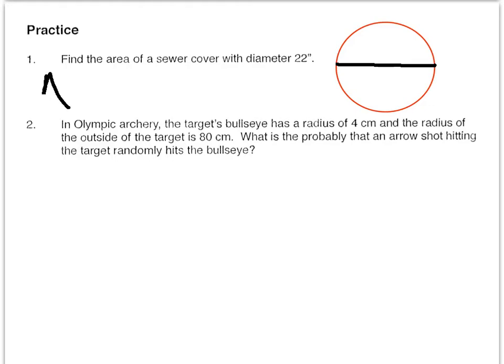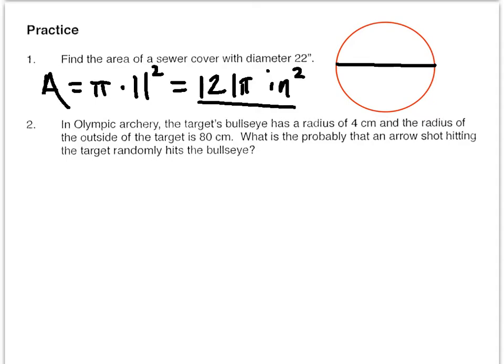All right, so to find area, we're simply going to do pi times the radius, which is 11 squared. And 11 squared is 121, so area equals 121 pi inches squared. That would be the exact answer. If you want the rounded answer, you would just simply multiply 121 times pi, which would be about 380 square inches for your rounded answer.